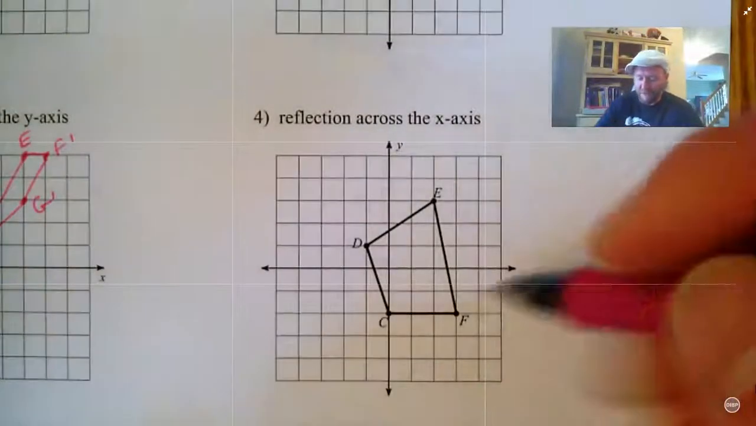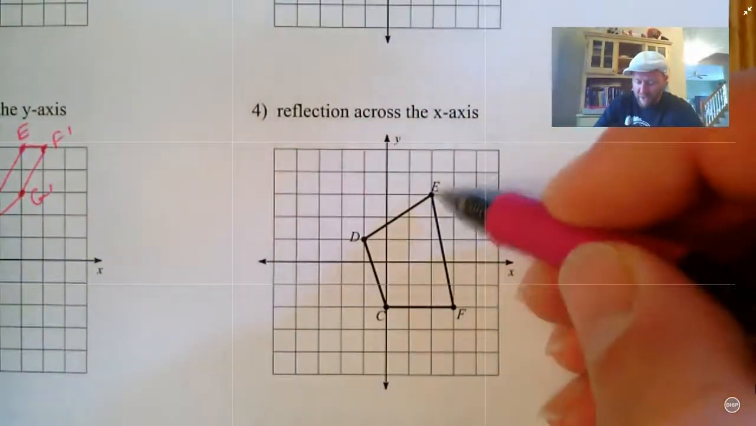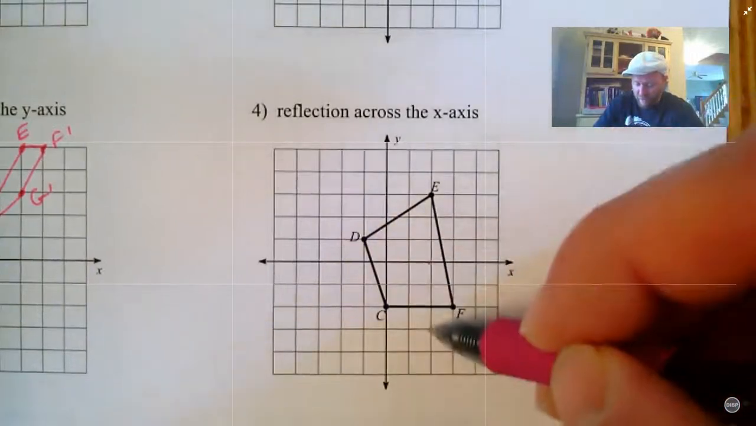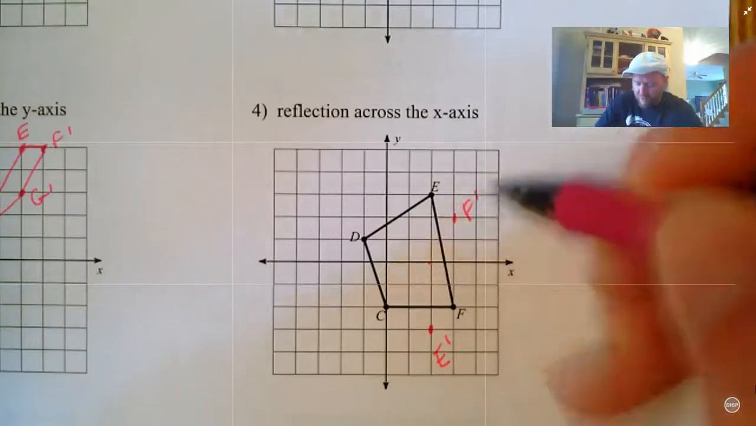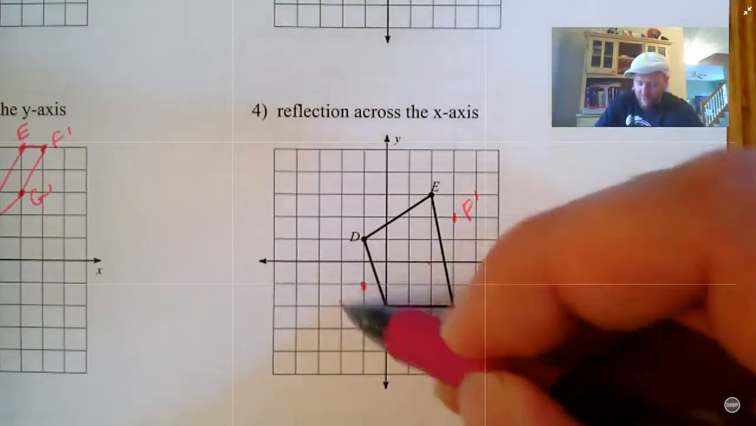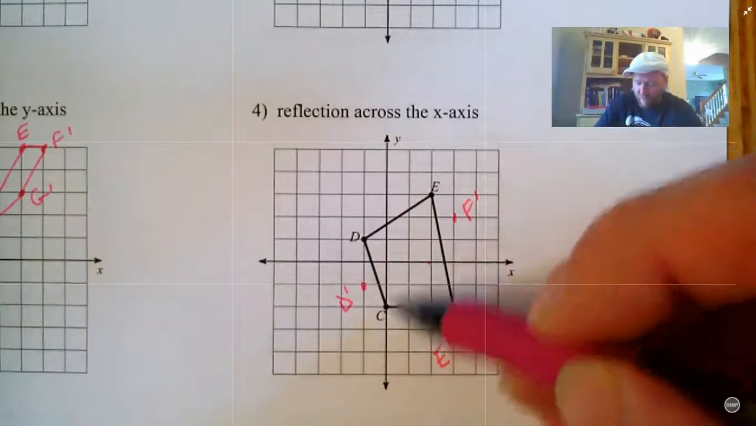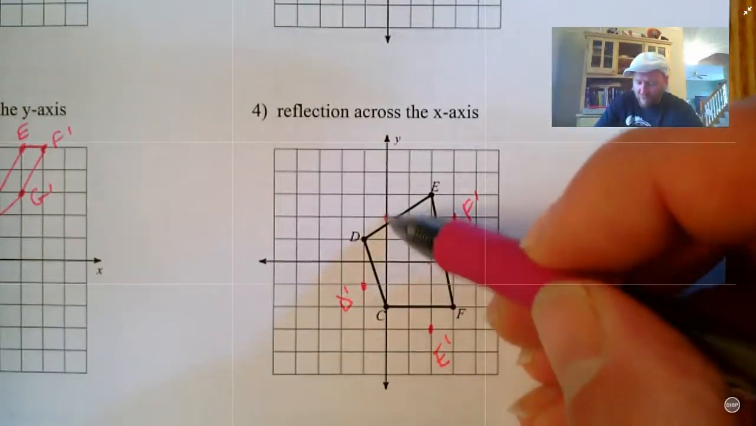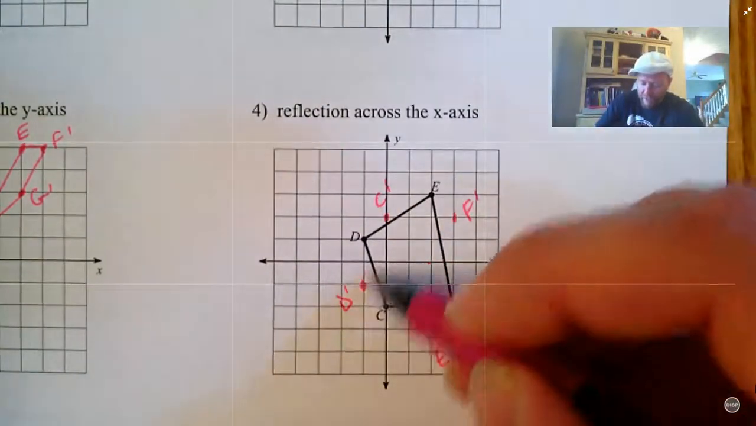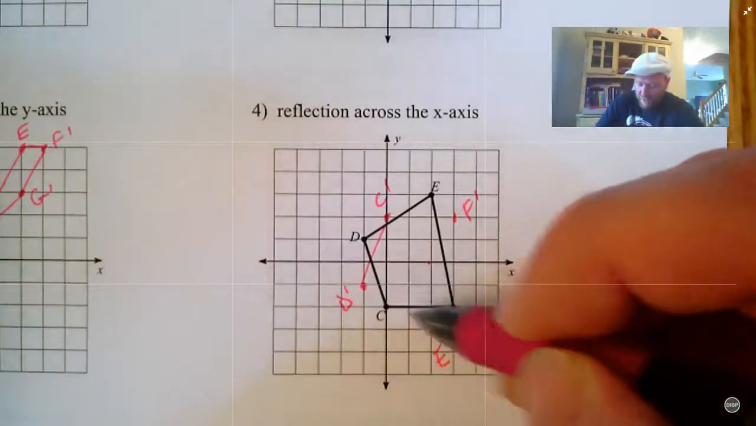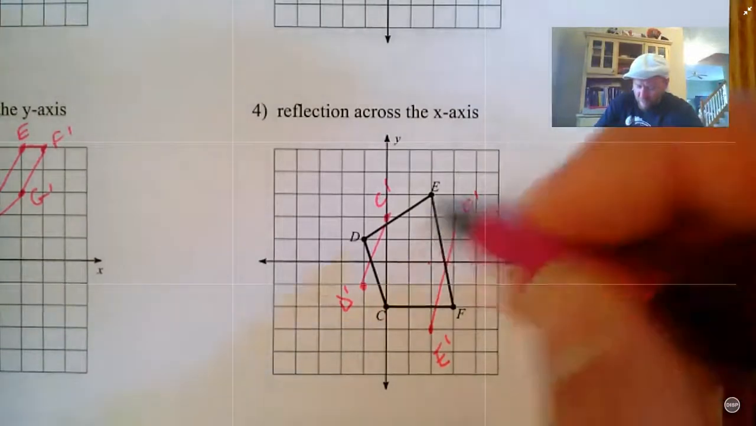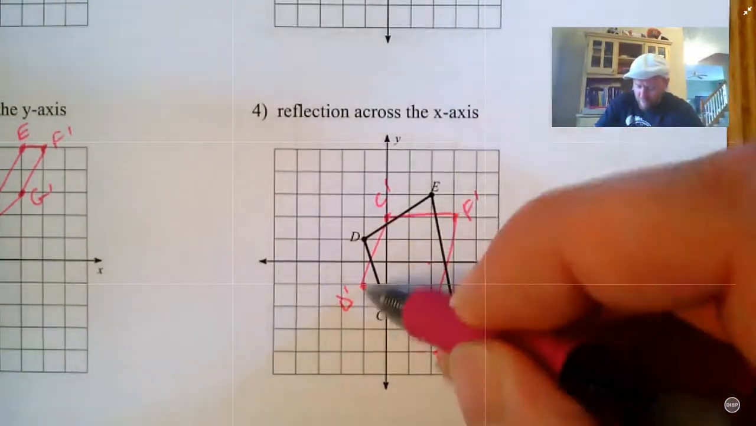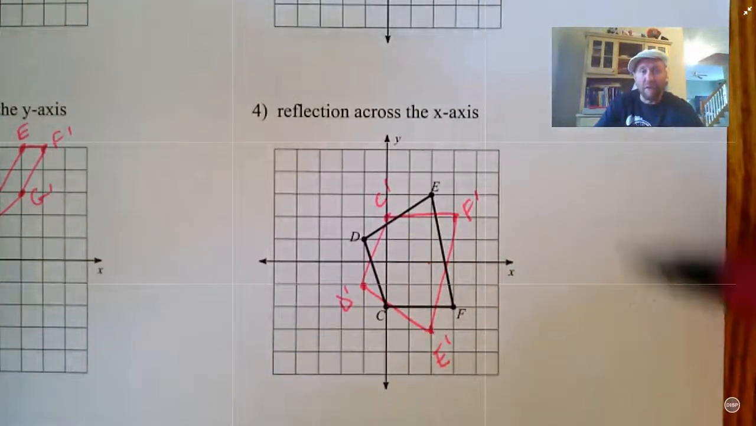Here, reflecting across the x-axis, we just count spaces. Down to the x-axis, 2 spaces, so 2 spaces on the other side for E prime, 2 spaces for F, so 2 spaces on the other side for F prime. D is 1 space, so D prime on the other side by 1 space, and C is 2 spaces, so 2 spaces on the other side for C prime. Then, we just connect the lines. Let's see, E to F, and then over here, and then down there, we're done.